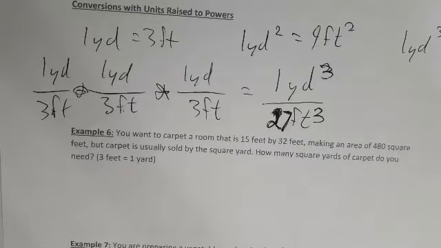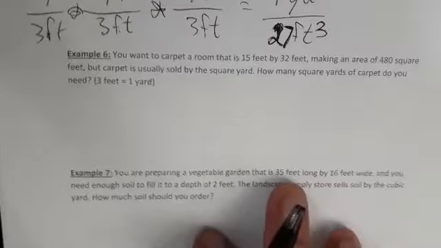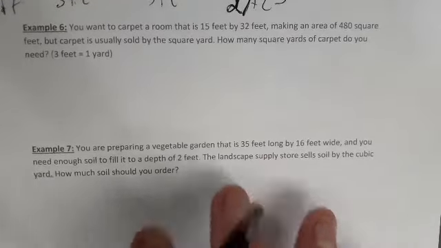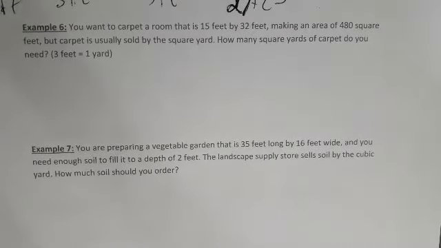But we can account for this if we do unit analysis, if we write out what things mean. So let's look at this next thing. You want a carpeted room that is 15 feet by 32 feet, which makes it 480 square feet. But carpet is usually sold by square yard. So how many square yards of carpet do you need?